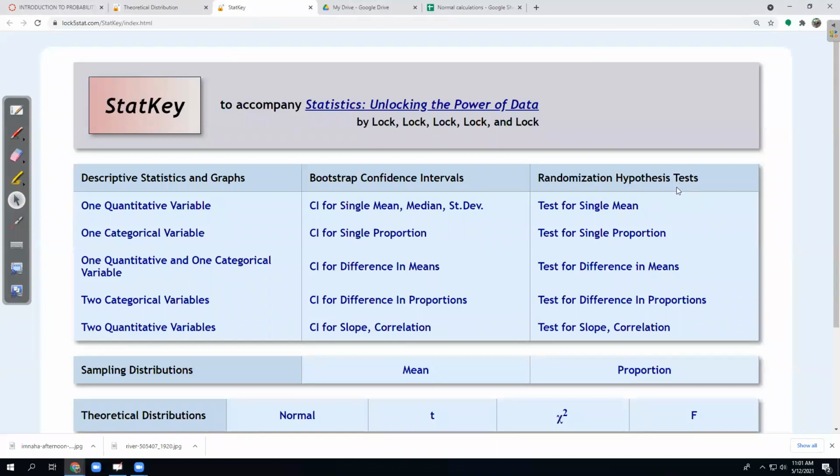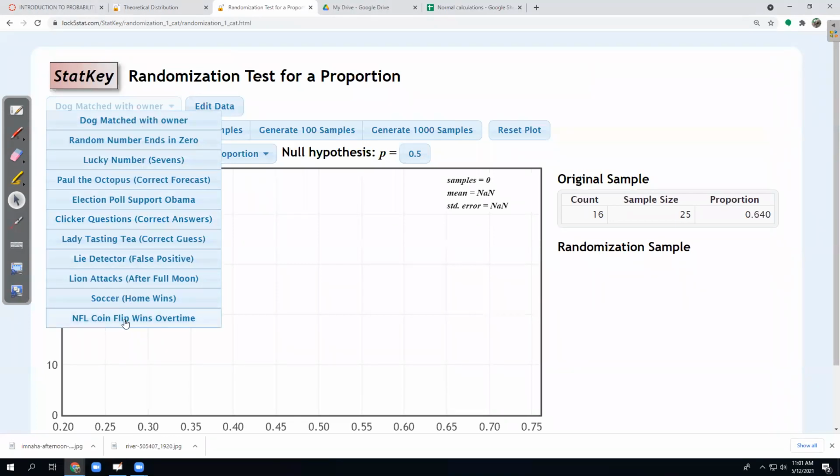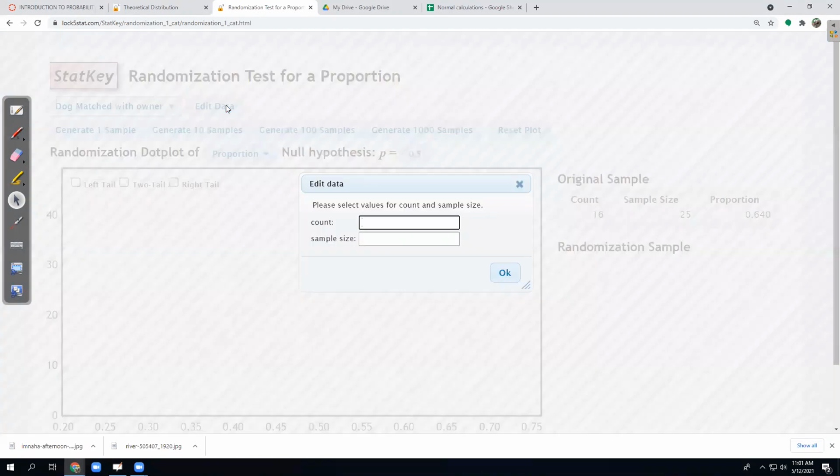Every time I come to StatKey, I have to ask myself which button I need to push. Okay, so hypothesis test. Are we doing a mean or a proportion? We're doing a proportion. Is it single or a combination? It's just a single proportion. So I think I'm on this page right here. They're not going to have my data here unless I specifically said to grab this StatKey data, so I have to edit their data. StatKey says, what's your count? What's your sample size? My count was the 26 stocks that went up out of my sample size, which was 70.